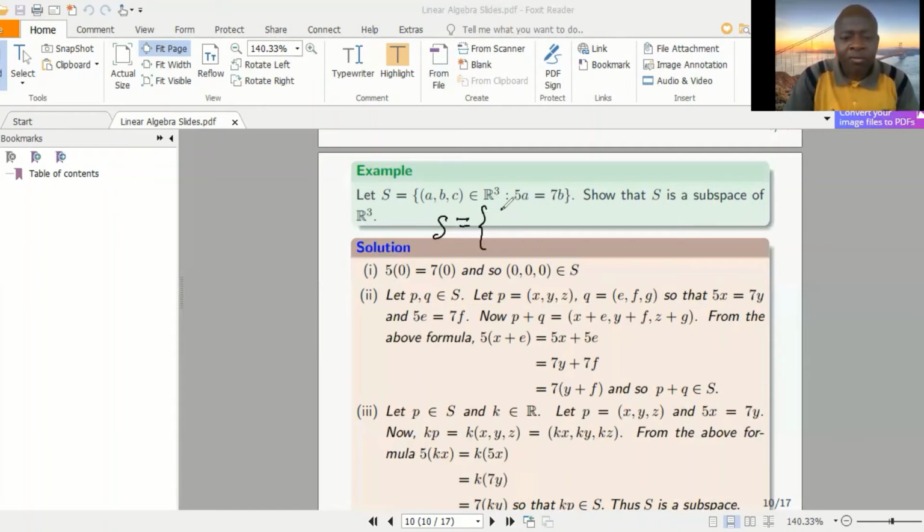It's a set comprising of (A, B, C) in R3 such that 5A is 7B. So whichever way it's written, you must understand that we're supposed to show that it's a subspace, and therefore we're using a proof. We are proving. But let's first of all show whether it has the zero vector, in other words, whether it is non-empty.